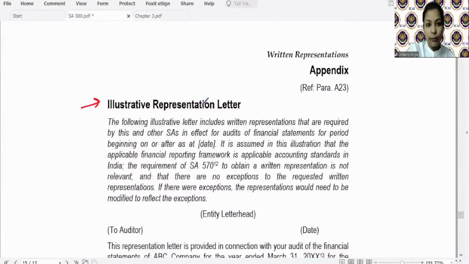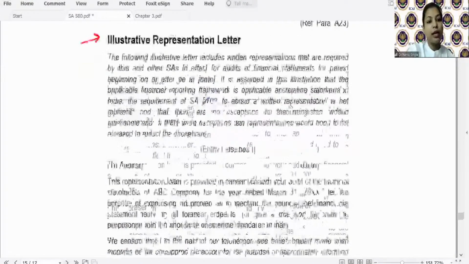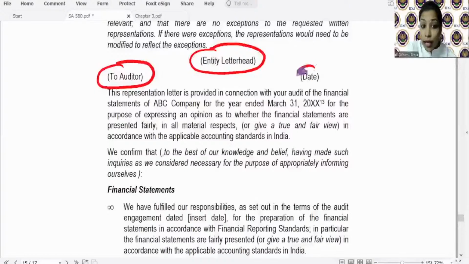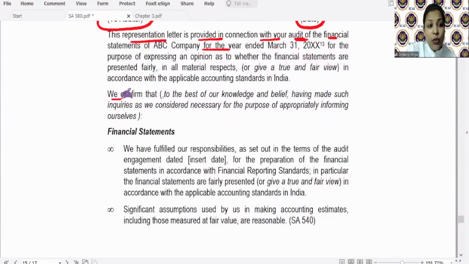So many of you are asking how this will come. See, it will be on the entity's letterhead, meaning the client's letterhead. It will be addressed to the auditor and the date is very important, it cannot be after the date of the audit report, right? The representation letter is provided in connection with the audit of financial statements of ABC Limited. We confirm that to the best of our knowledge. So if management is using any such language, that is absolutely fine.